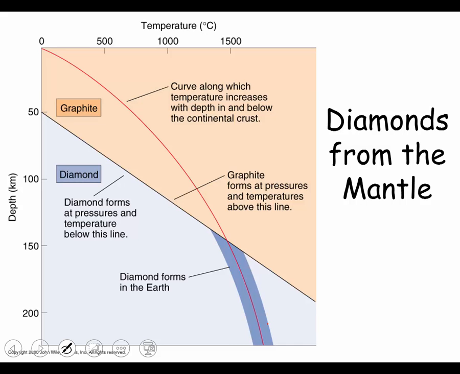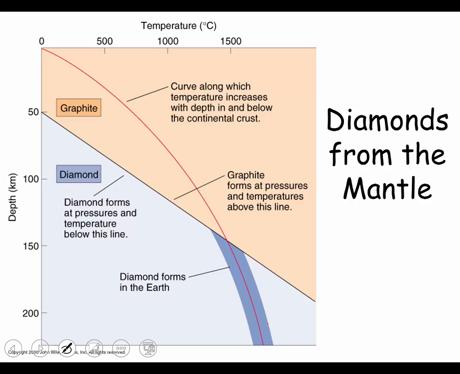Okay. Well, let's look at diamonds for a second. The diamonds are the result of igneous activity. They crystallize, but they are a high pressure, high temperature polymorph of carbon. And so this is a phase diagram.